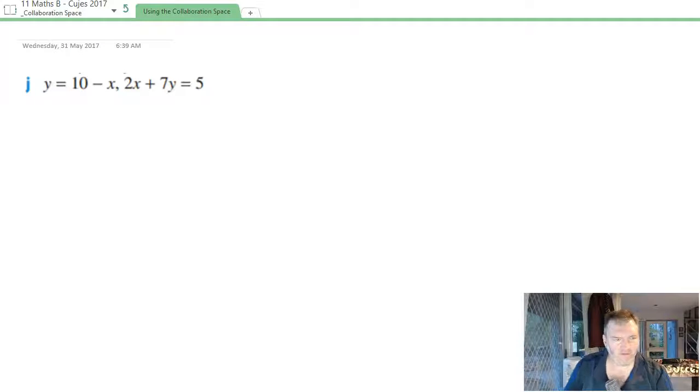Alright, so a bit of morning help here for a change. And this first question, we just need to use the substitution method to solve the equation. So let's go ahead. What does the substitution method mean?